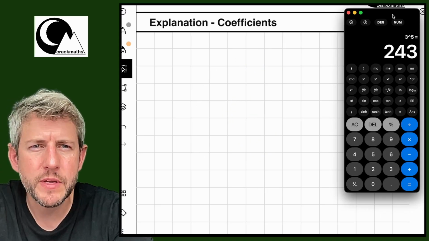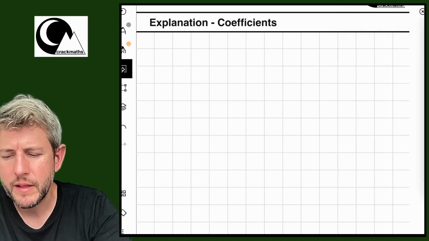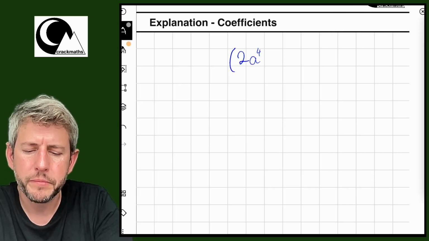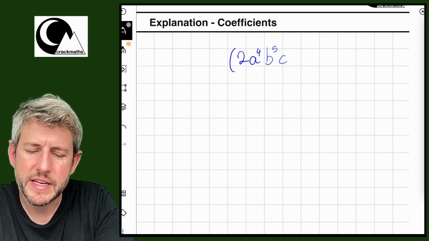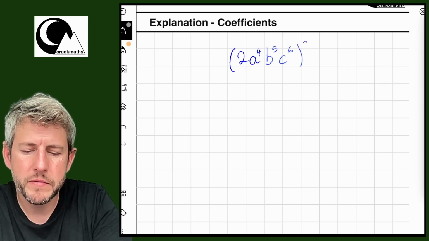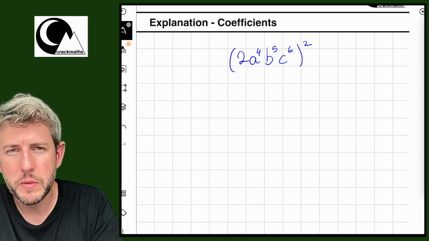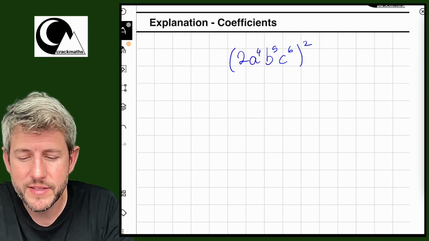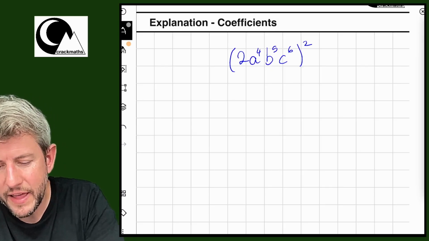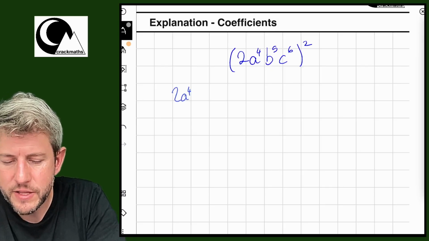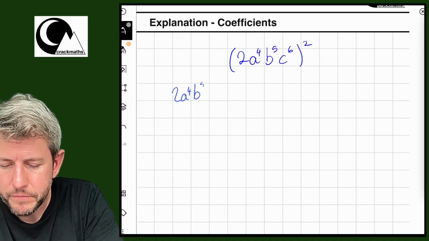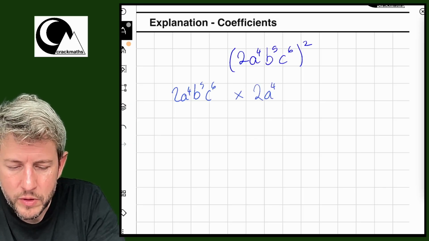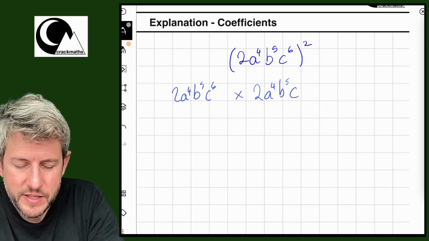So let me move that out of the way. Let's say this time I've got a number. It can be 2a to the 4, b to the 5, c to the 6, all to the power of 2. And what we'd see with this is exactly the same principle. We are just going to be multiplying out the indices, but let me show you. This would become 2a to the 4, b to the 5, c to the 6, times 2a to the 4, b to the 5, c to the 6.